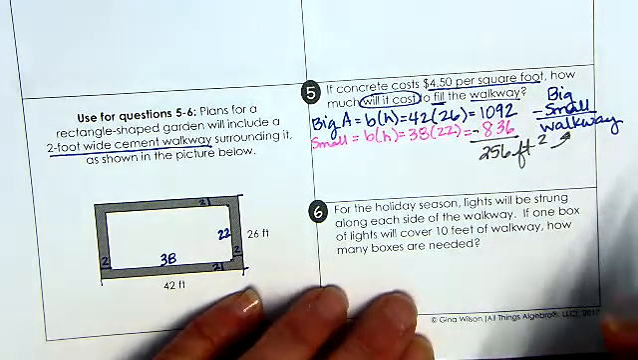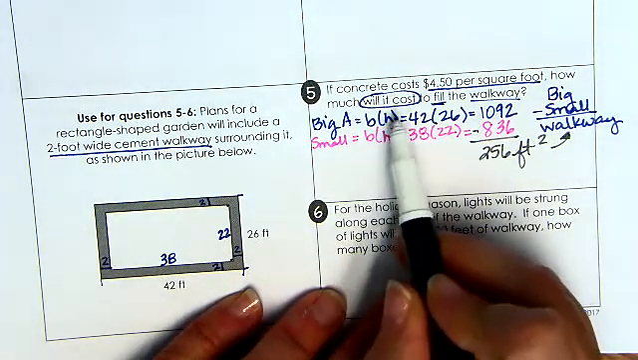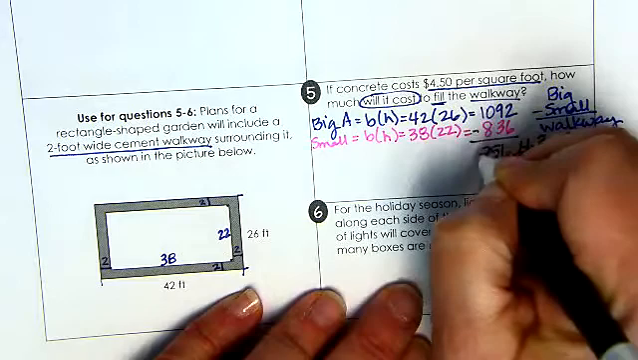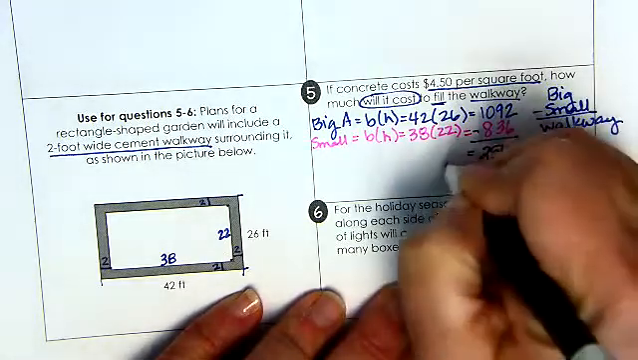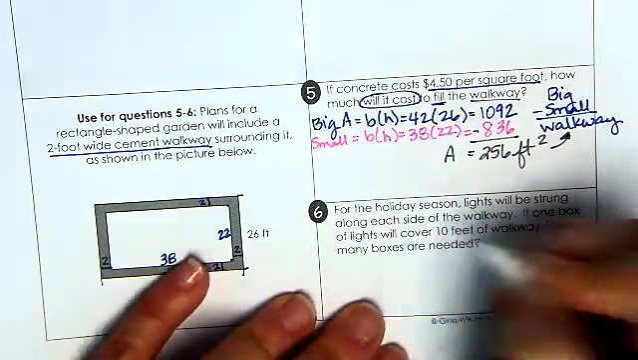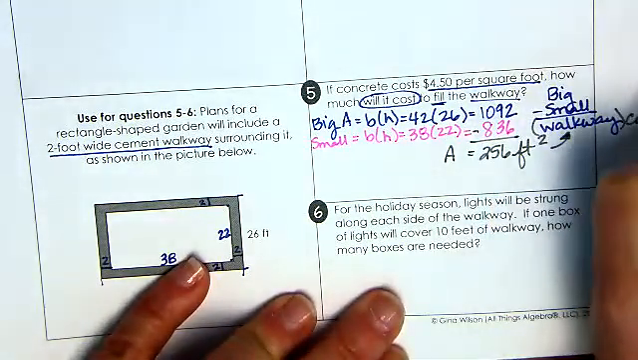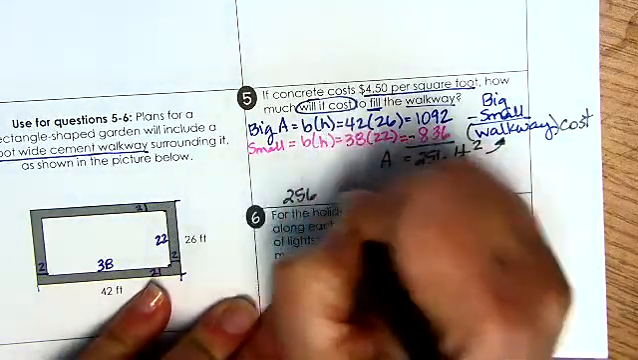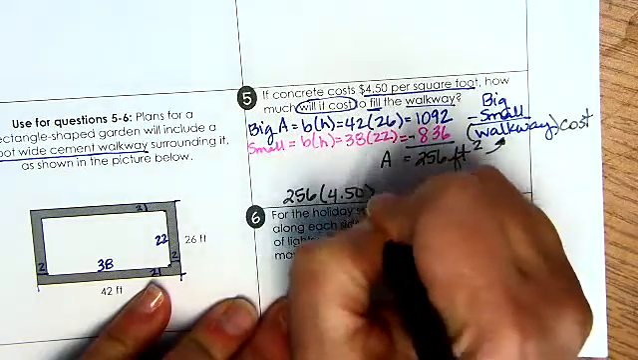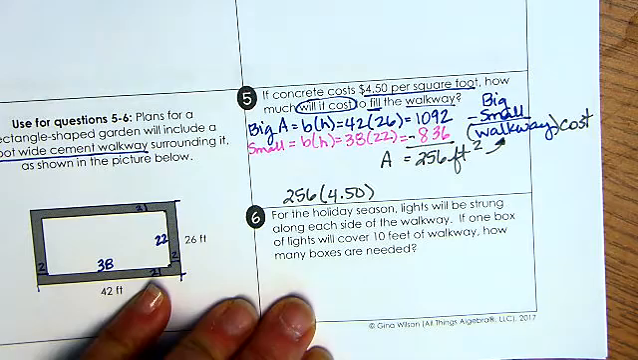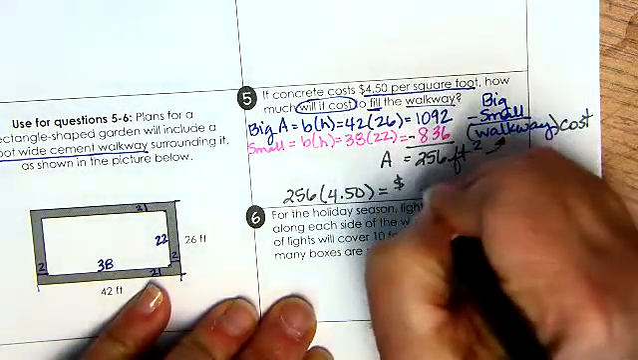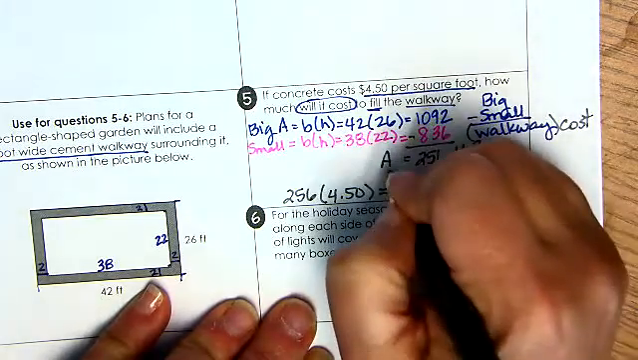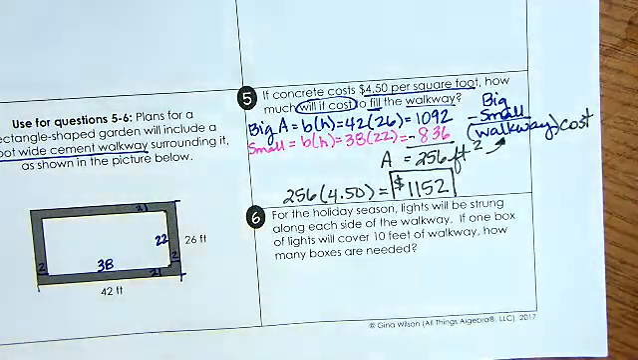But hang on. I needed to know that, but it wants to know what the cost is. So I now have to take this, which is the area of the walkway, and I have to multiply it times the cost. So I'm going to be doing 256 times $4.50, which gives me my final answer: $1,152. This is the final answer. So there's multiple steps in these.